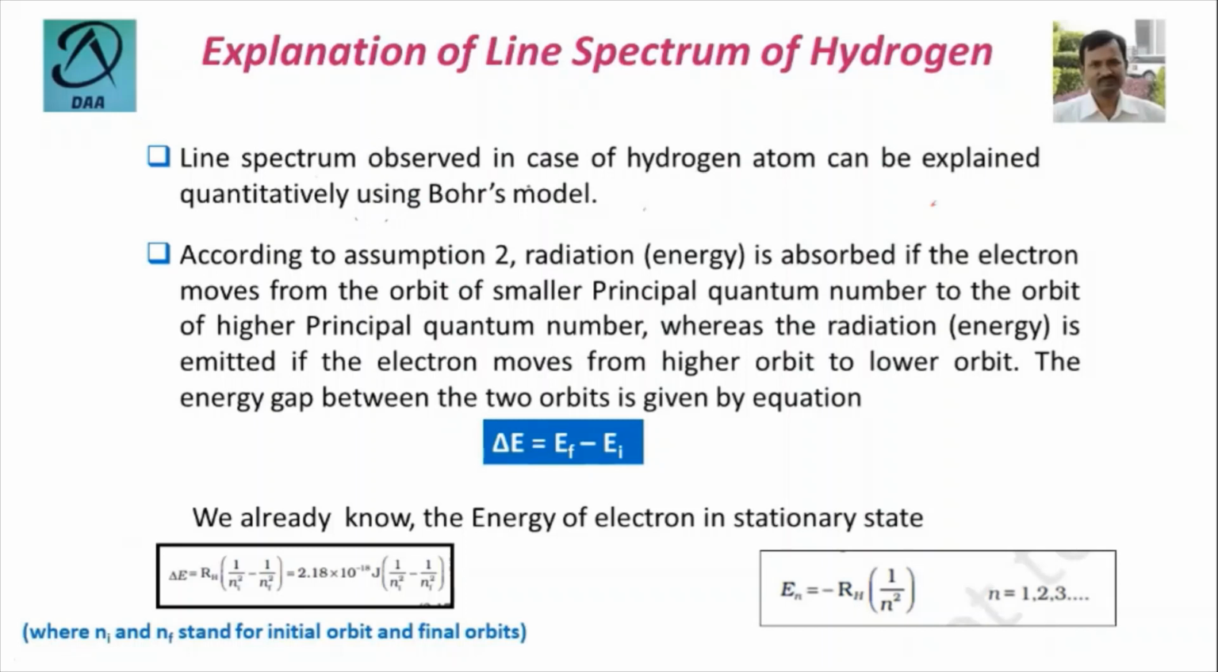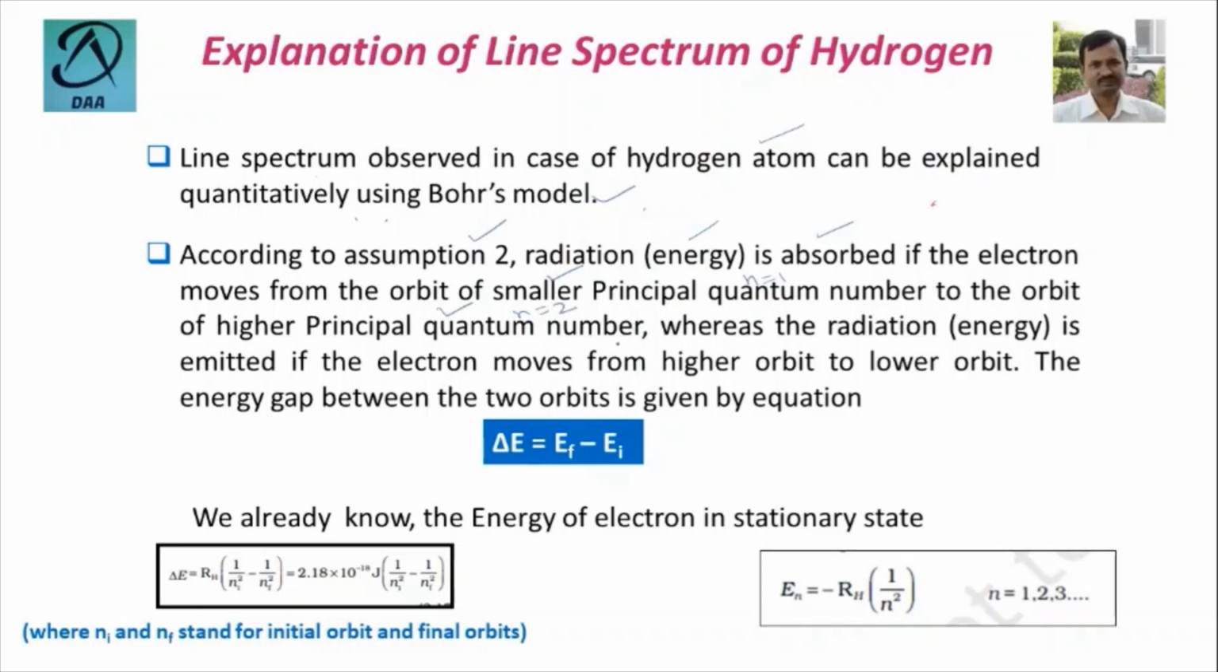The line spectrum observed in the case of hydrogen atoms can be explained quantitatively by Bohr's model. We know that Bohr's theory has 4 assumptions. Out of that, in assumption number 2, it is written that radiation or energy will be absorbed when the electron moves from the smaller principal quantum number to the orbit of higher principal quantum number. Suppose the smaller quantum number n is equal to 1 and the higher quantum number n is equal to 2.